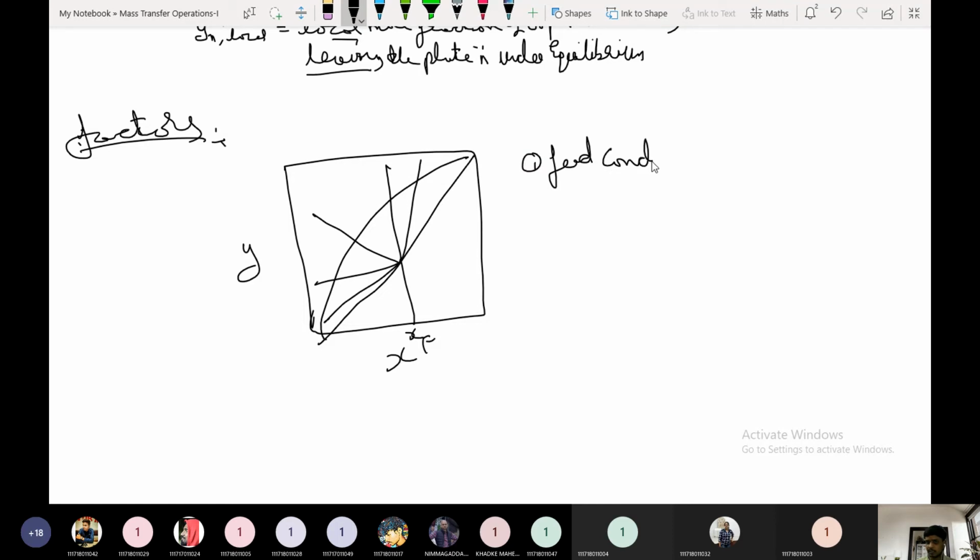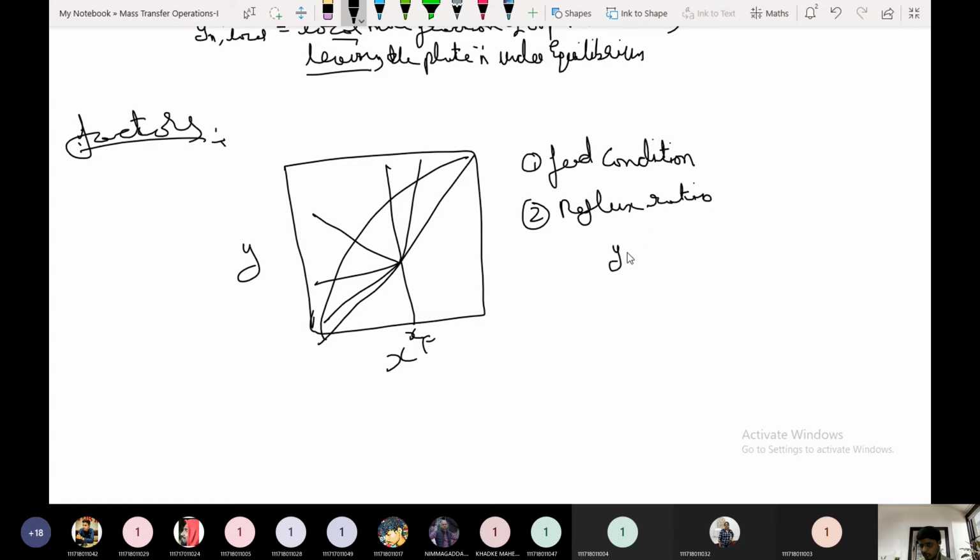So if it is a saturated liquid or saturated vapor, depending on the particular feed, this operating line is going to vary, that feed line is going to vary. And next one is the reflux ratio. So how does this reflux ratio affect the plate efficiency?